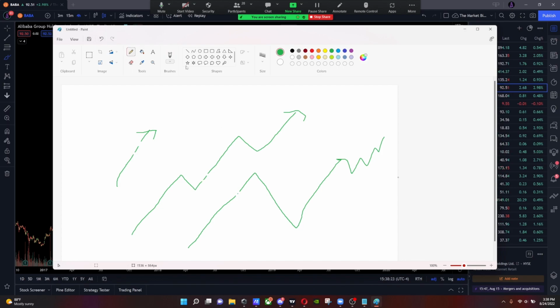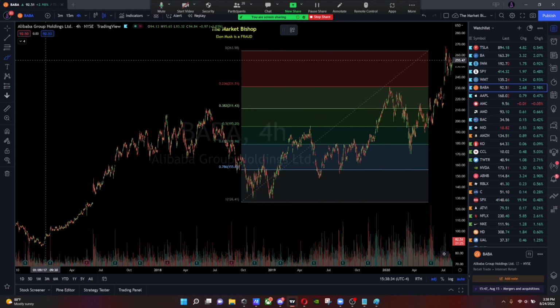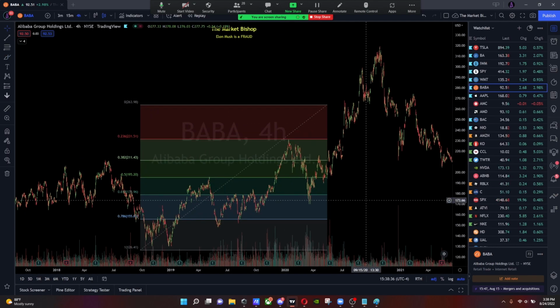So you would use the Fibonacci to help you enter into trades in a trending scenario.